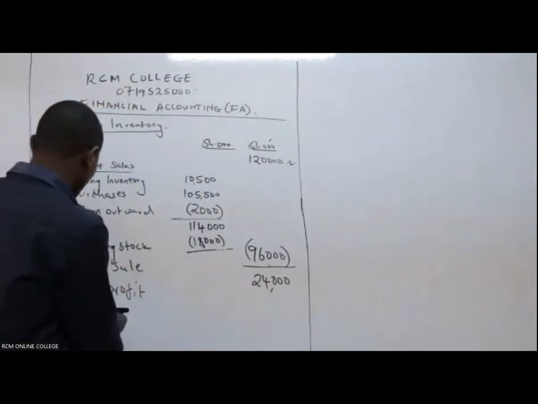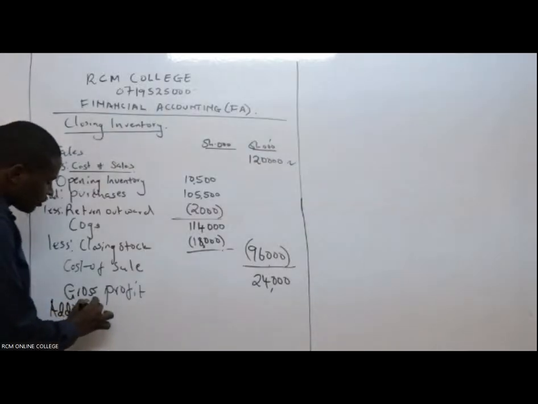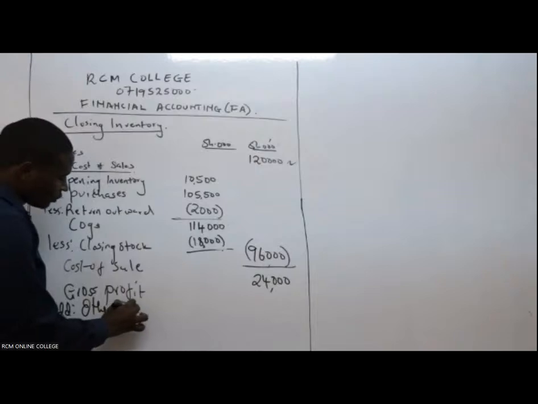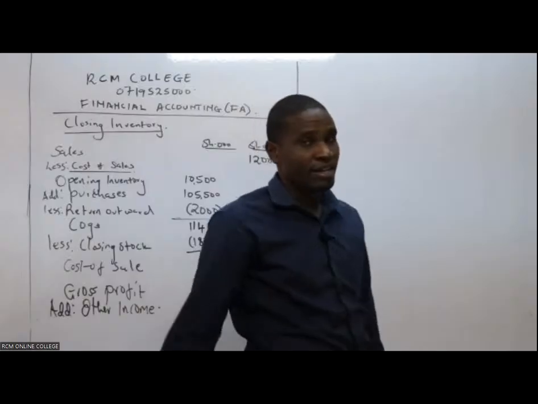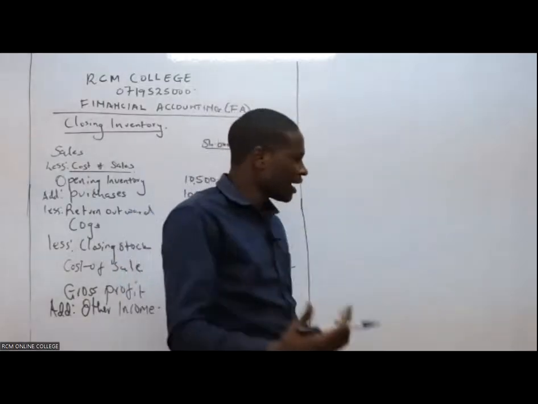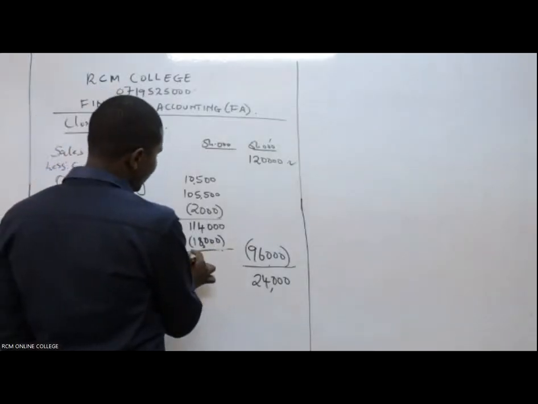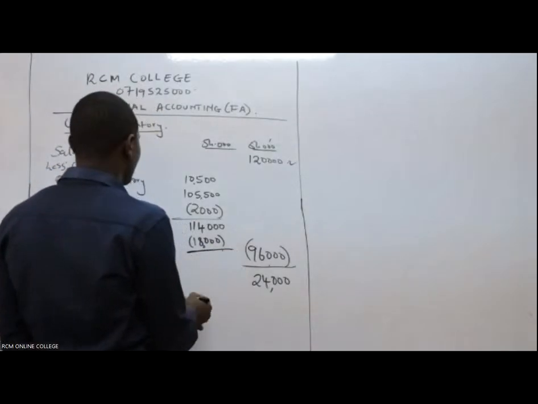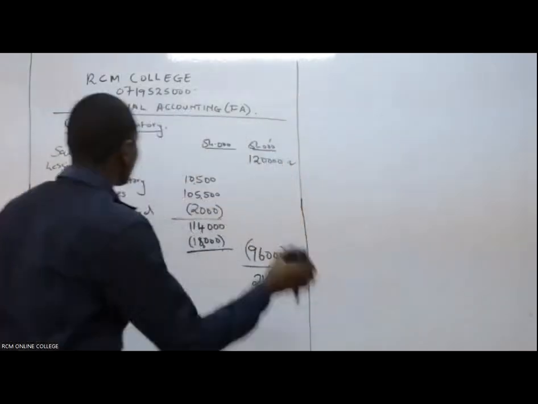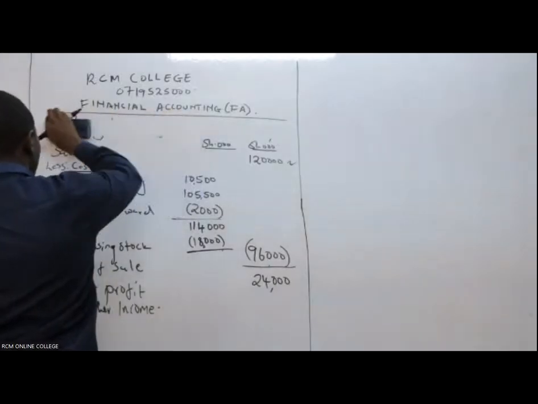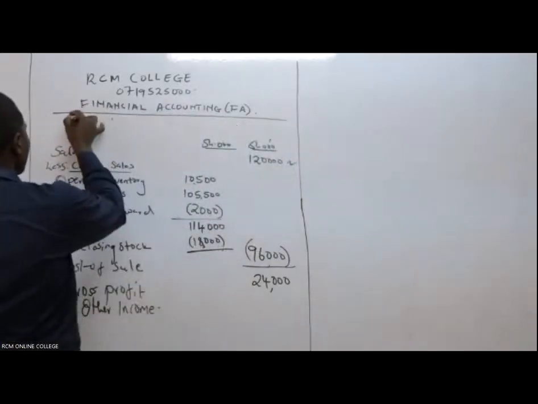Now, we want to add any other income. On the question, can you identify for me other income? For example, was there dividend received? Was there discount received? Discount received is an income. Now, this one we can change to our income statement. So this is Safaricom Limited income statement.